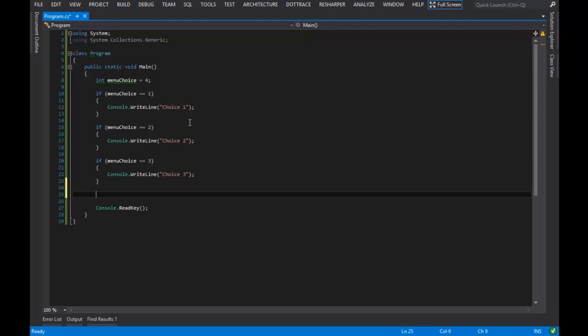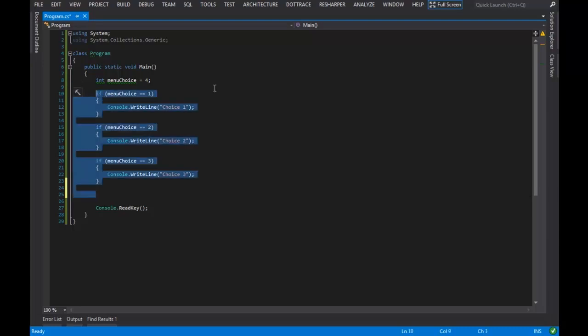A switch statement is just a compact way to write if statements that look like what I'm looking at right now. So let's look at the syntax. Again, it's just special syntax that allows us to do some fun stuff.